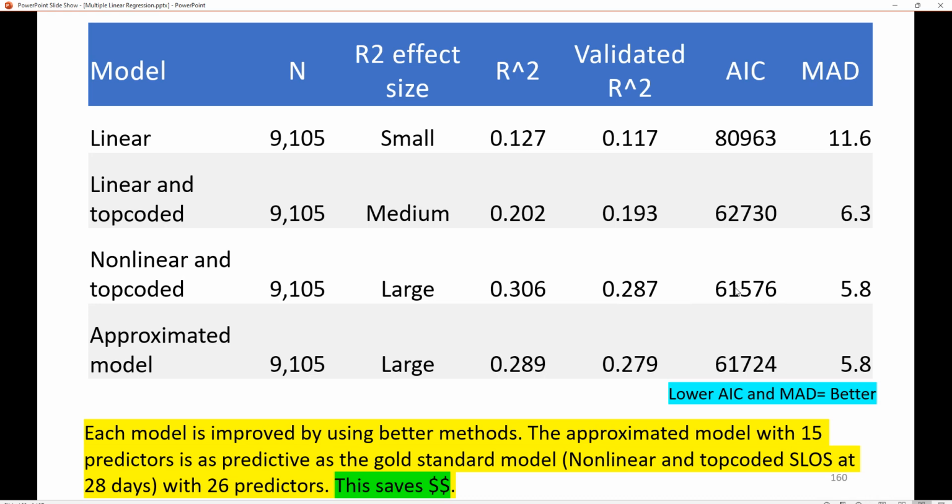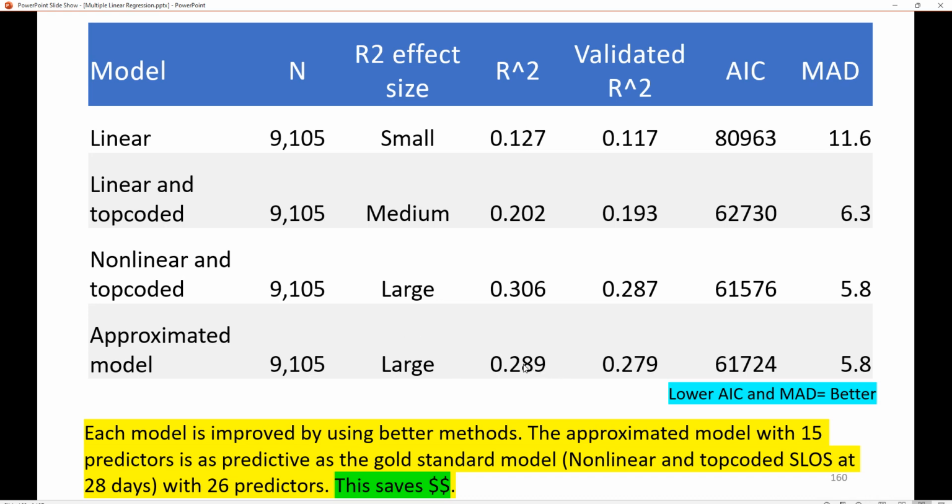And when we look at the AIC and the MAD, both values are better when they're lower. We see that they have the lowest AIC and the lowest MAD as well. And this fourth row represents an approximated model. So for this, our goal is to make predictions using the fewest predictors as possible that still gives us a pretty high level of predictive power. In other words, we're going to trim the unimportant predictor variables. Not all predictor variables are equally helpful. Some have very little or almost no effect after you take into consideration all of the other predictors that are in that model. So for this approximated model, we again have a large R-square effect size.